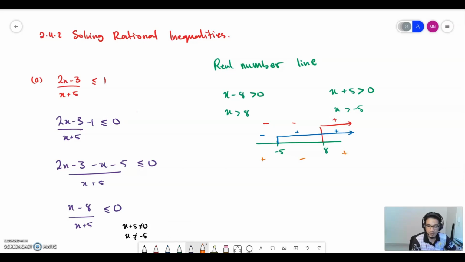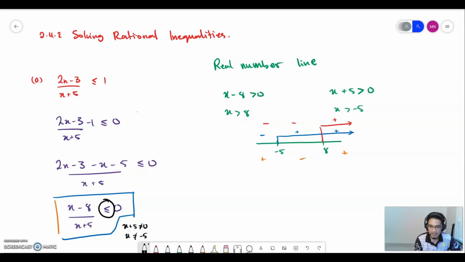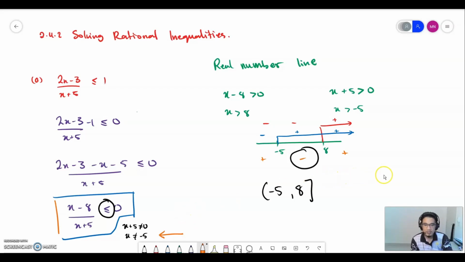Now we return to our last inequality. We look at the symbol of the inequality, which is less than or equal to 0, so it wants a region that is negative. So our answer will be from -1 to 4. You have to make sure that -1 is open, with a round bracket, because x cannot be equal to -1, as we wrote here. So that is how you solve a rational inequality.